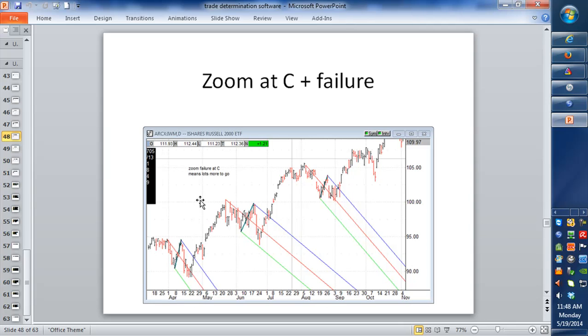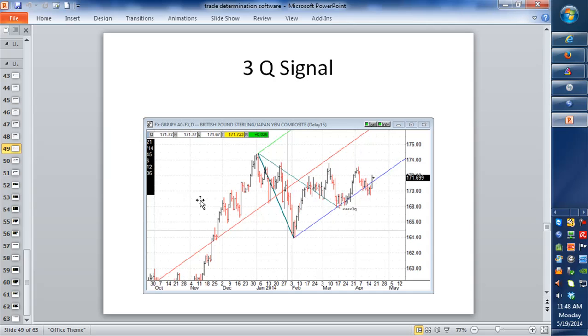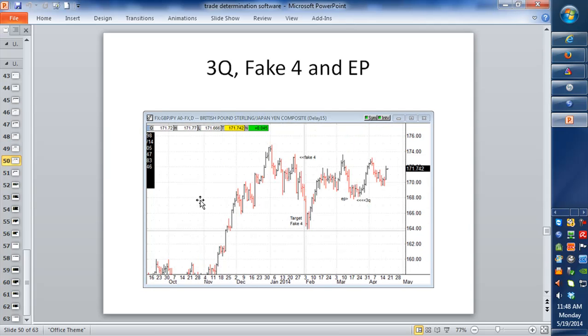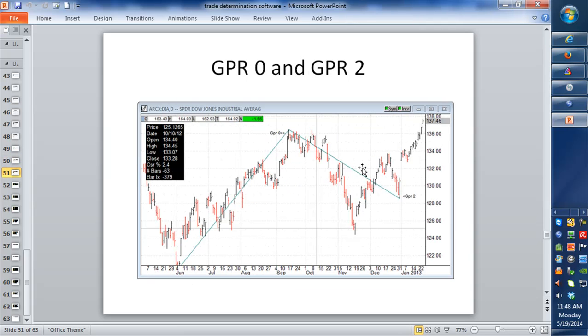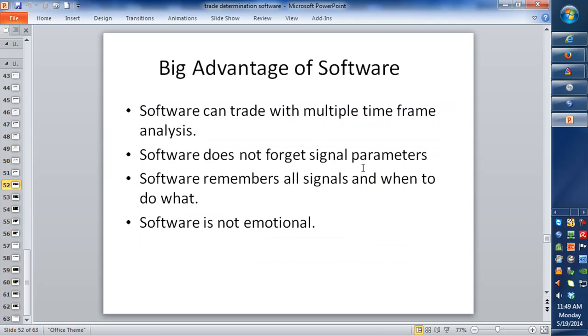And then another signal we're looking at is called a zoom at the C and then a failure. Another one we're looking at is a 3Q signal. And sometimes you'll have the fake 4. There's a fake 4, and there's the went to the target, and then you'll have an EP and a 3Q signal, and it just goes wild. And then you have the GPR0, GPR2, and so there's a lot of advantages of the software.